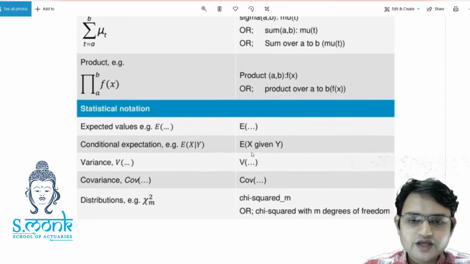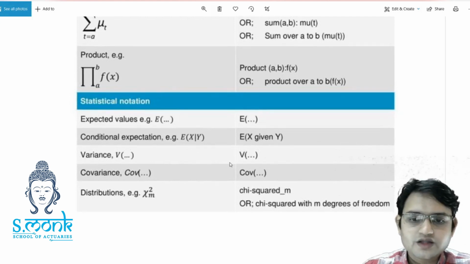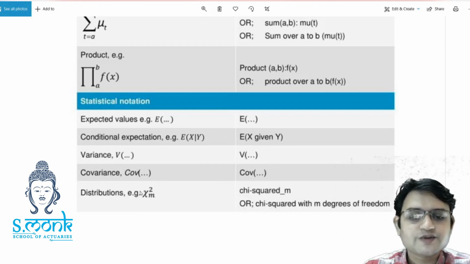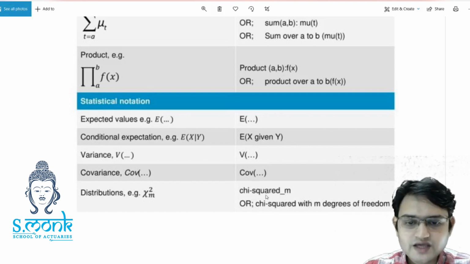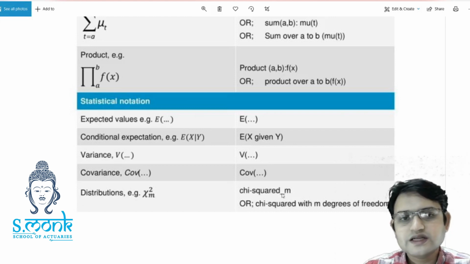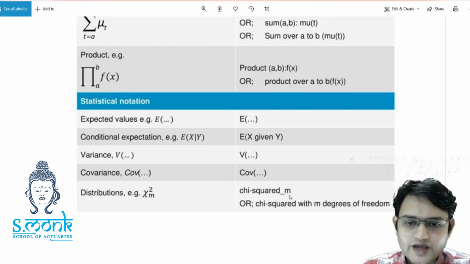Expected value, variance. For given, we have this symbol just over enter, a straight slash. You can write given or you can use the straight slash. Okay. Then variance, covariance, I don't have to talk about it, but whenever we write distributions, especially the chi-square distribution, chi-square with degrees of freedom m, you can see chisq underscore m. You can use chi-square, you don't need to write d, but the name is chisq. Okay. So chisq and then write the degrees of freedom.